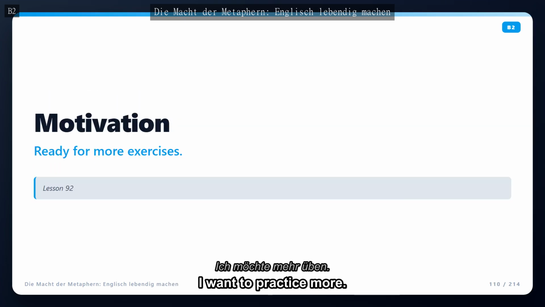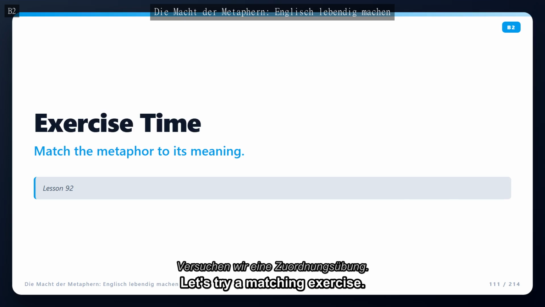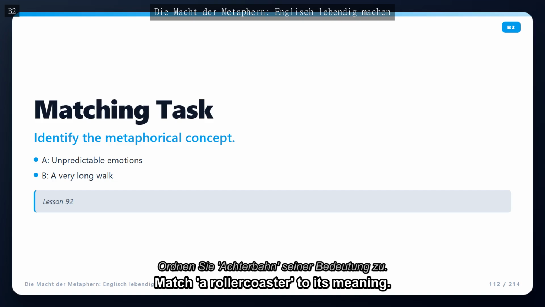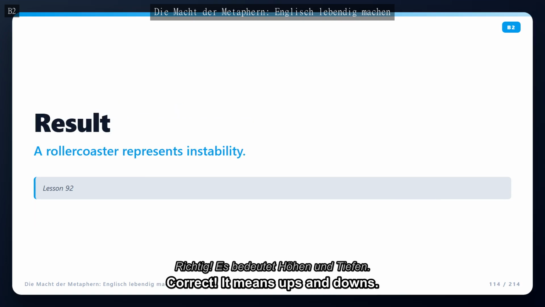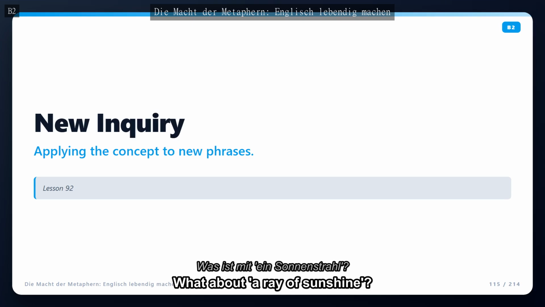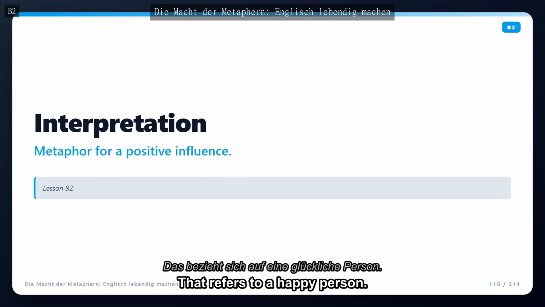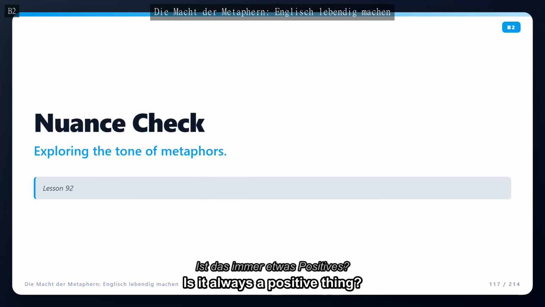I want to practice more. Let's try a matching exercise. Match a roller coaster to its meaning. I think it is option A. Correct. It means ups and downs. What about a ray of sunshine? That refers to a happy person. Is it always a positive thing?